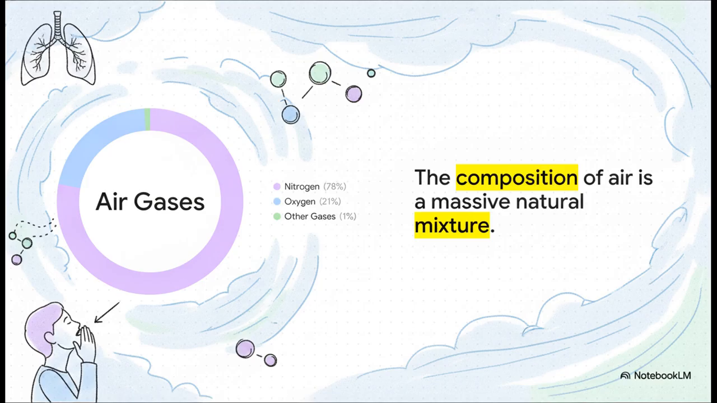Seriously, take a deep breath right now. That invisible air you just pulled into your lungs, that's a massive, naturally occurring mixture. It is definitely not a pure substance. When you break it down, air is mostly nitrogen gas, about 78%. Another 21% is the oxygen our bodies desperately need to survive. And that last tiny 1%, that's a hodgepodge of carbon dioxide, argon, water vapor, and some other trace gases. They're all swirling around together in the same room, but they aren't chemically bonded to each other at all.